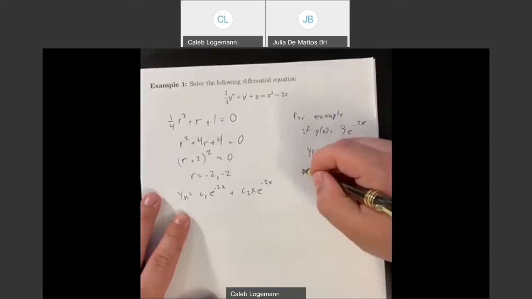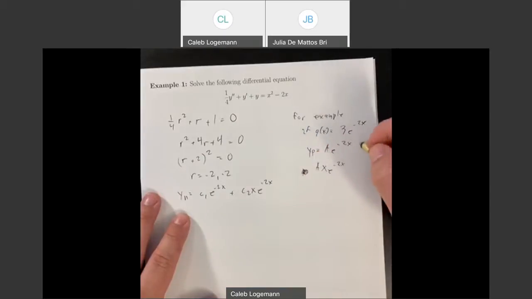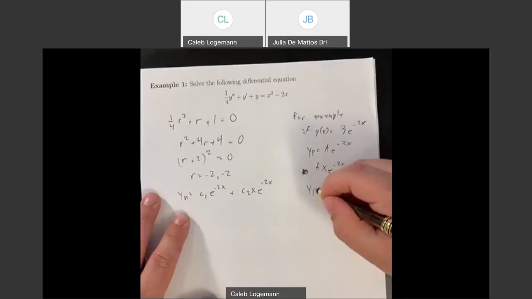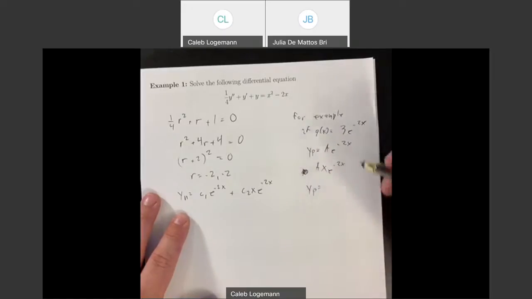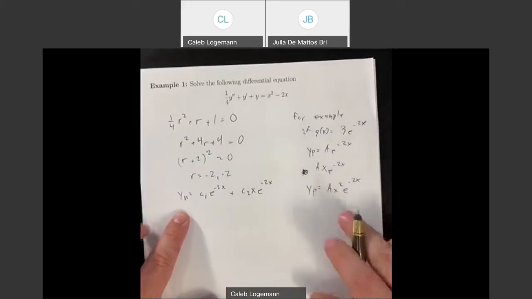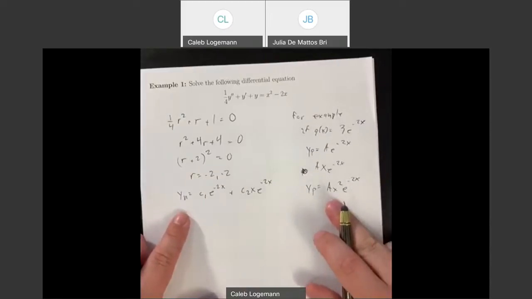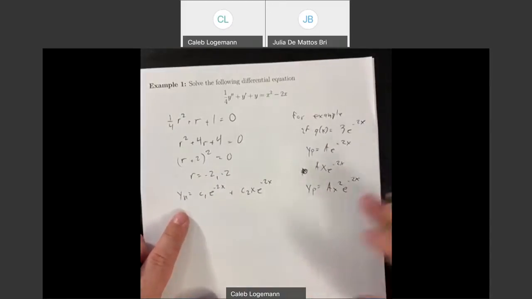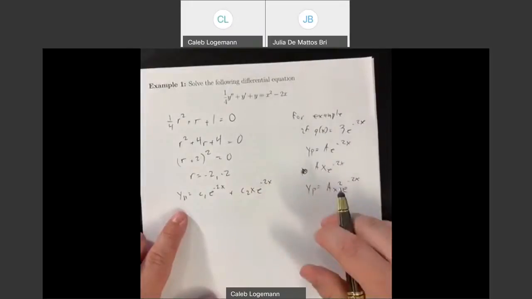These are not good guesses. So the actual guess that we would need to make in this case would be something like a times x squared e to the minus 2x. And this is one of the situations where we don't need the lower terms, because we already know they're going to turn out to be 0.